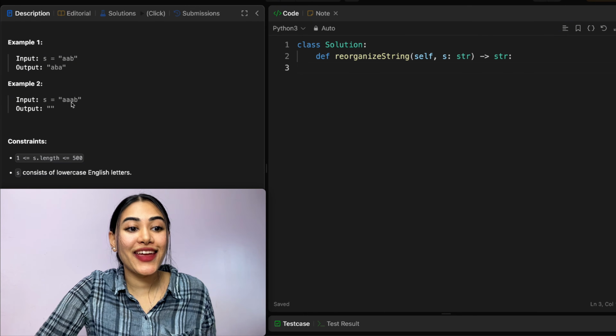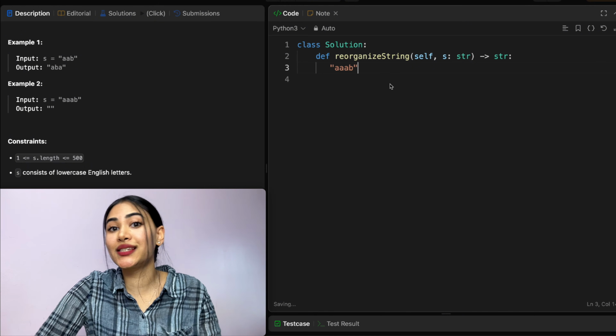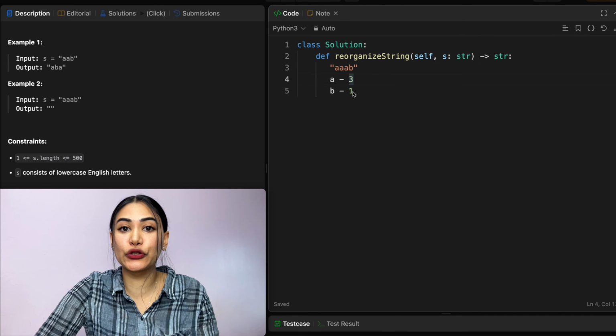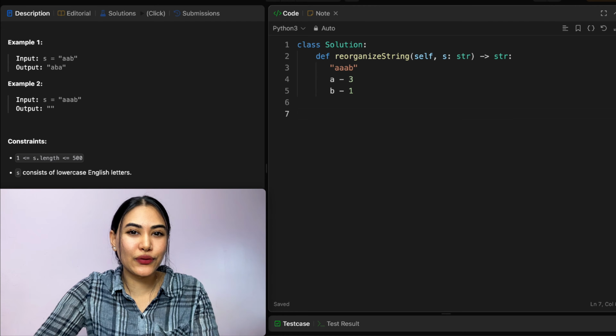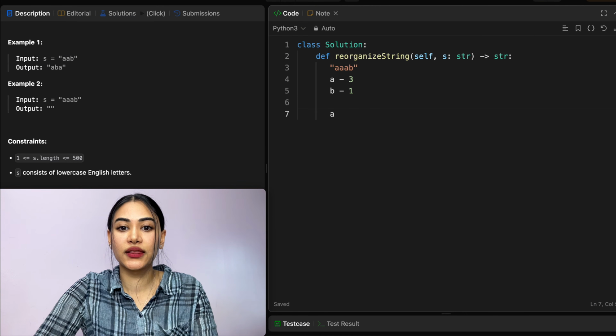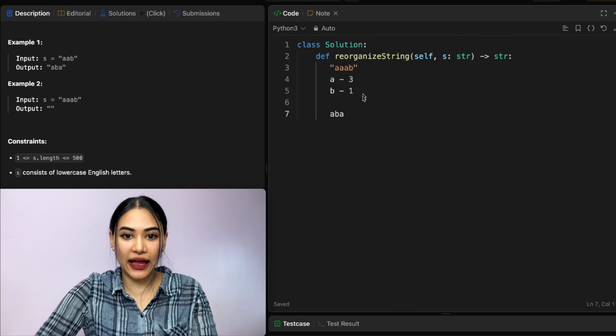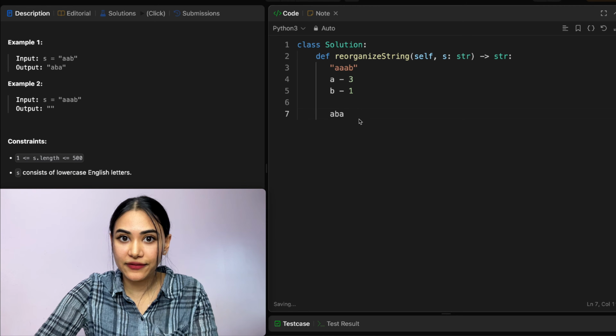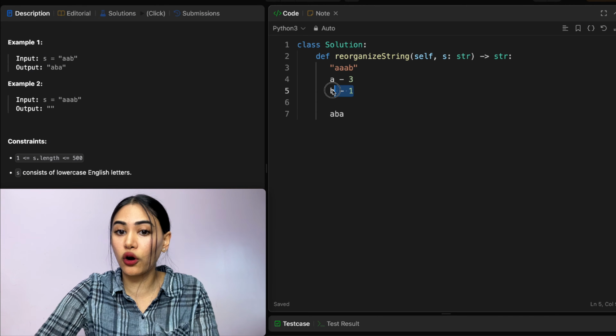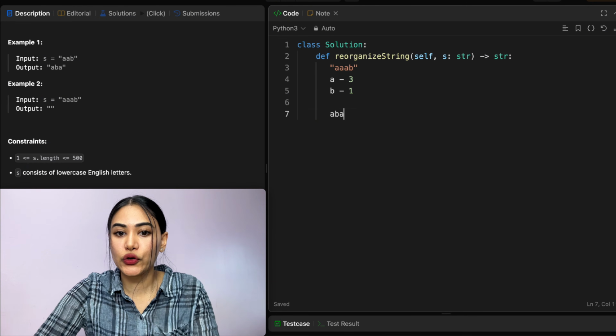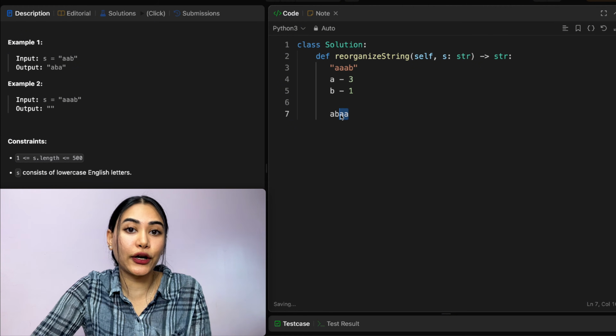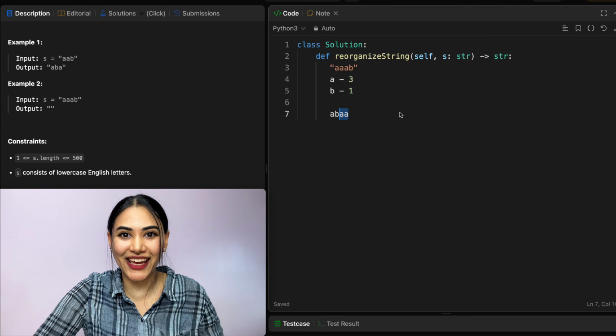Example 2, we have AAAB. So with this, we see that A occurs 3 times and B only occurs once. So again, if we use that same logic, we put an A, then we put a B, we put another A. Now the only other character left, we've used up 2 of the A's and all of the B's, is that extra A. So if we put it here, these 2 characters are now adjacent and the same letter.